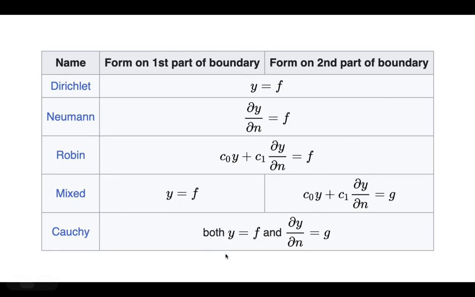And Cauchy's boundary condition means at both places you have both the function value and the gradient value. Okay, so these are the different boundary conditions that are available. So that's it. I hope you understood how the system behaves.